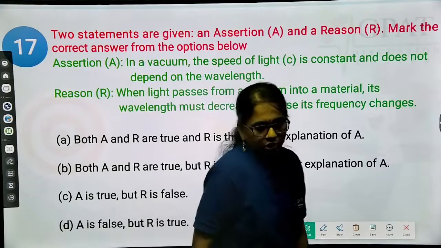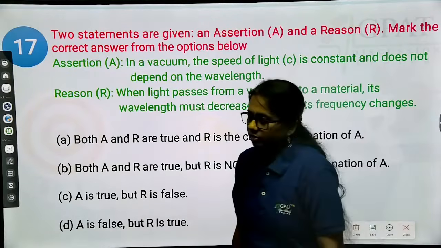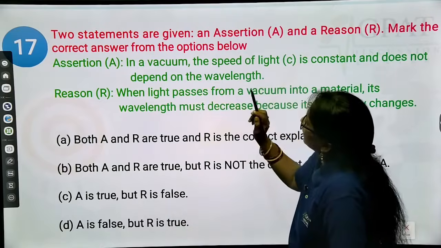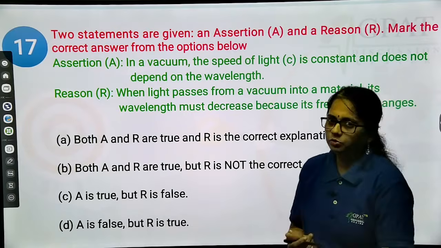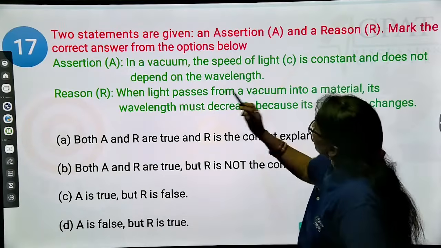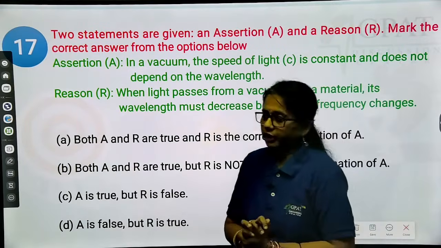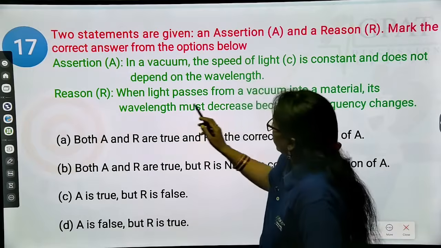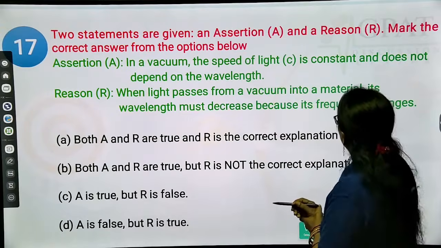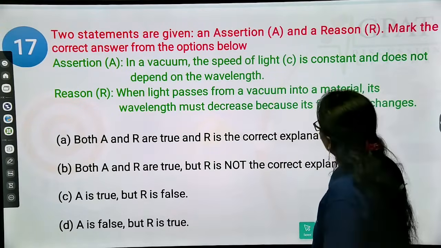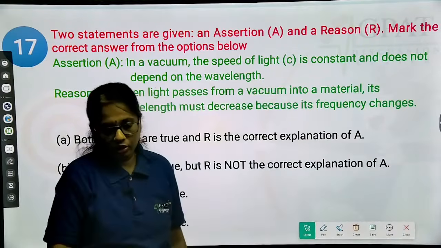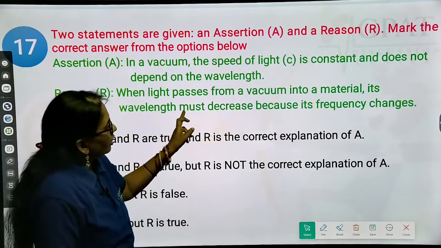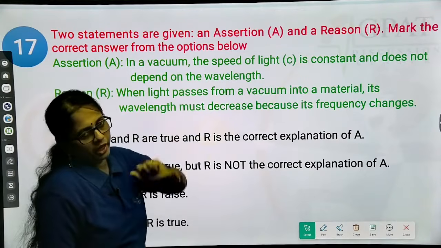Okay, this is also a statement-wise question. Assertion: in a vacuum, the speed of light is constant. Yeah, we know that. And it does not depend on the wavelength. Definitely. Reason: when light passes from a vacuum into a material, its wavelength must decrease because its frequency changes. No, not at all. So R is not the correct explanation of A.